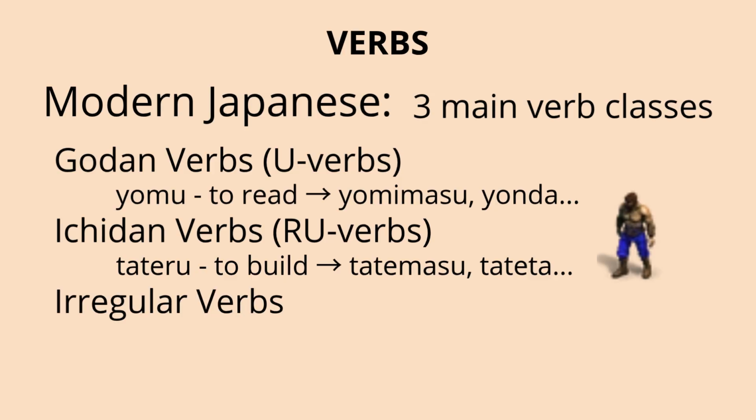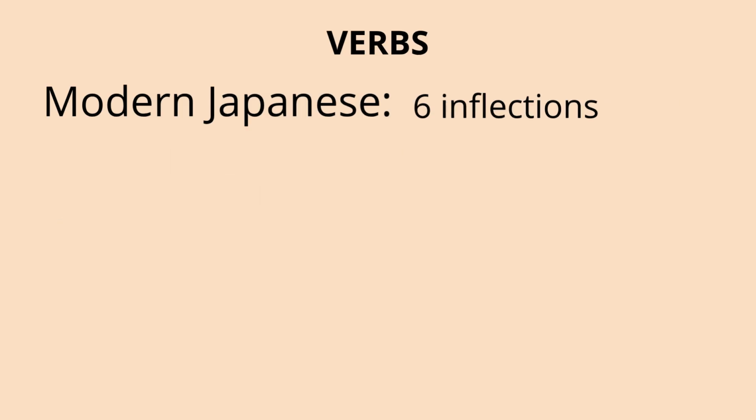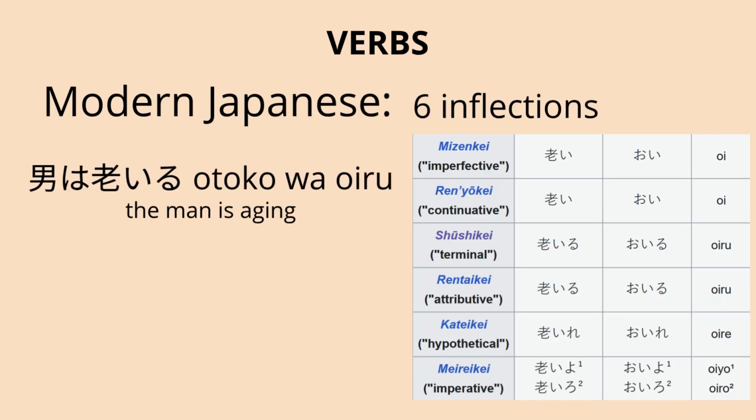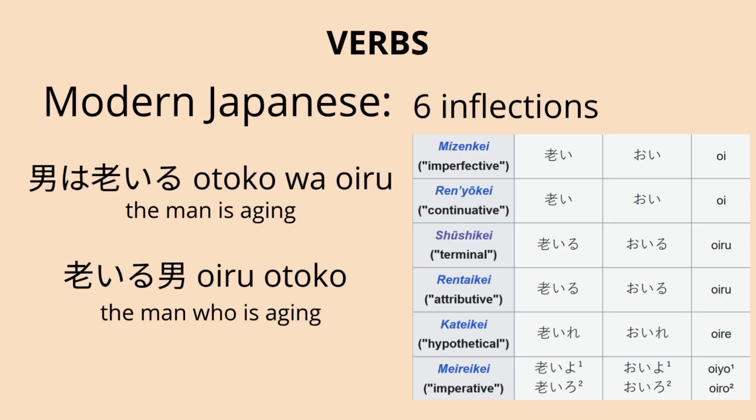As for irregular verbs, there are just 2 main ones, suru, to do, and kuru, to come, which have unique changes. When it comes to the inflection forms, modern Japanese grammar still uses the concept, but nowadays it's simpler. For example, the terminal and attributive forms in modern Japanese have largely merged. For most verbs, the dictionary form ending in u is used both to end a sentence and to modify a noun. For example, with the reflex of Old Japanese oyu in modern Japanese, otoko wa oiru, the man is aging, oiru otoko, the man who is aging.